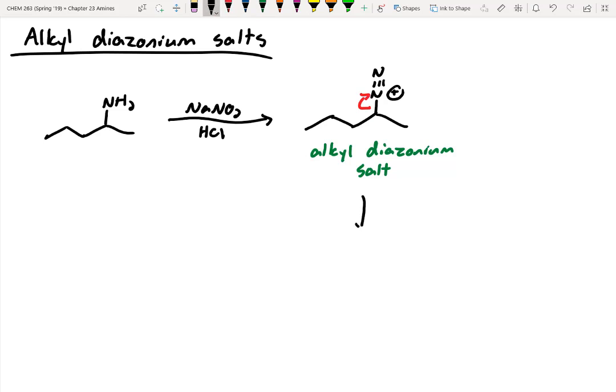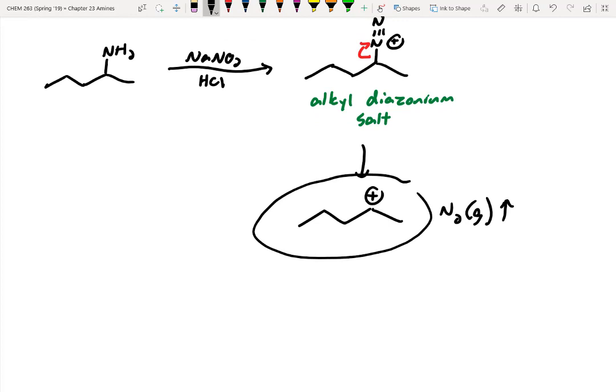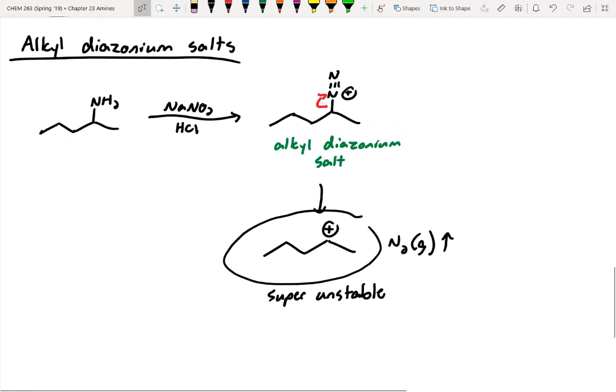And if this cleaves, we're going to make N2 gas that will bubble out really, really quickly and uncontrollably. Classic hallmark of a bomb is something that produces gas quickly. So this is really unstable. And then the other problem is we've made a cation that is really, really, really reactive. It'll find any sort of nucleophile or base to do whatever it wants with. You really can't control this reaction. So this is super unstable, which means that this reaction is not practical.